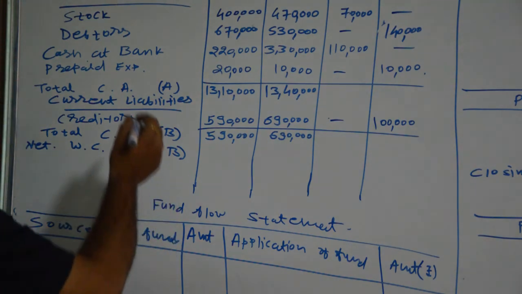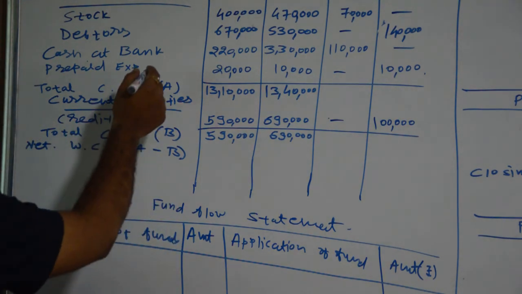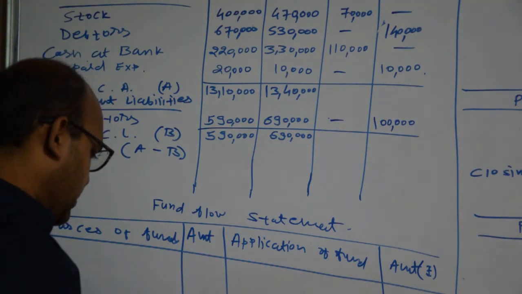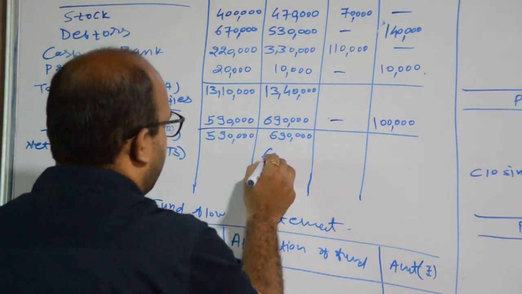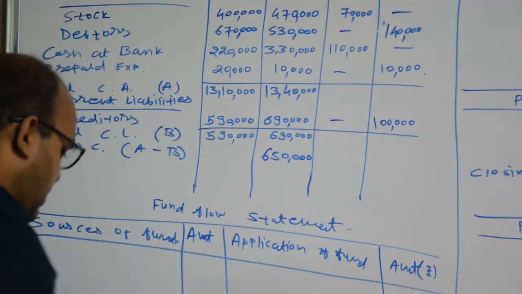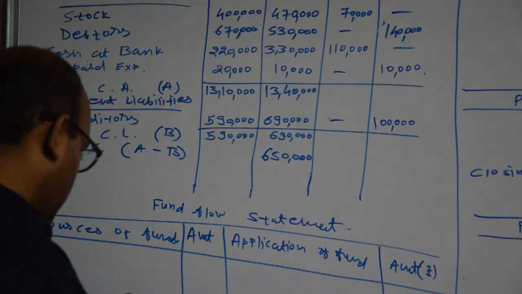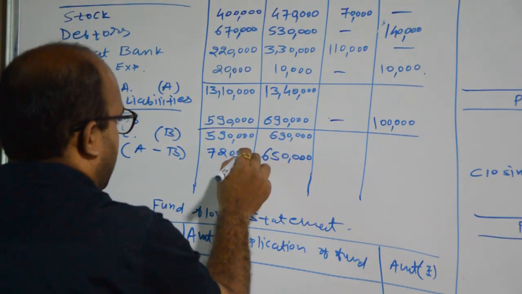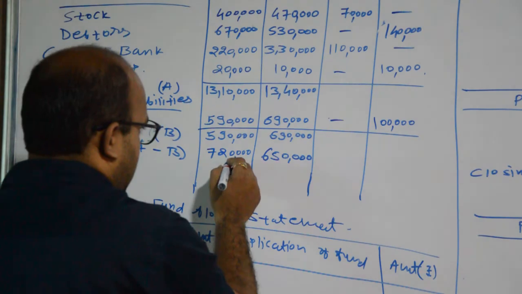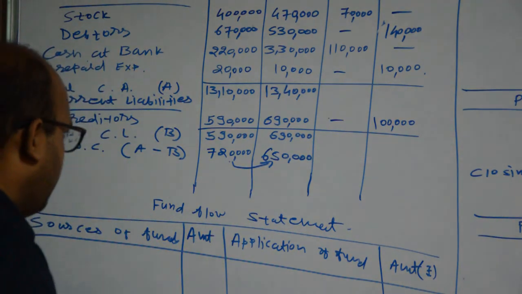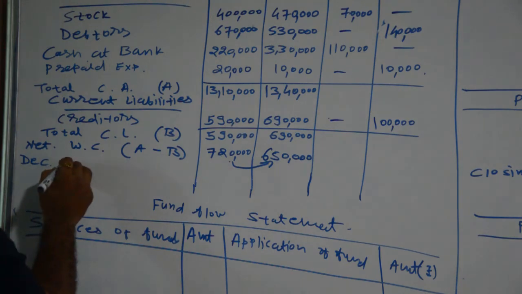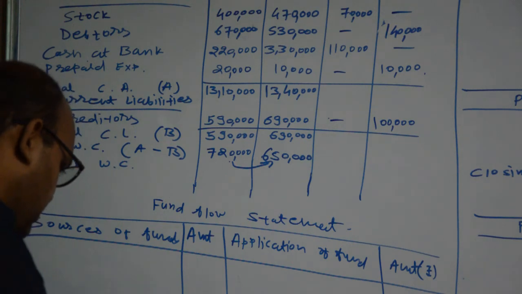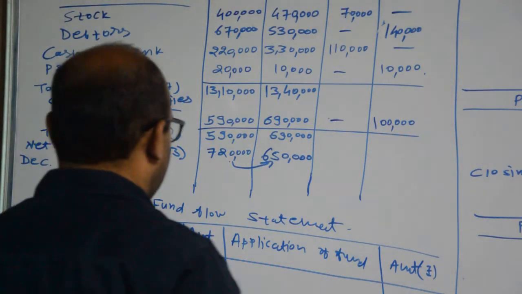Okay, then after we will make the subtraction of current assets minus current liabilities. 13,40,000 minus 6,90,000 means 6,50,000, and 13,10,000 minus 5,90,000, 7,20,000. From these figures, we can easily conclude that there is a decrease in working capital. We'll write it down: decrease in working capital. How much amount? 7,20,000 minus 6,50,000 means 70,000 rupees decrease.